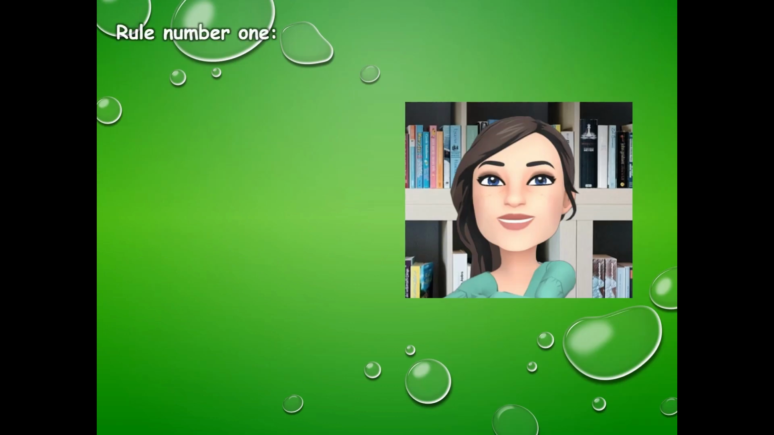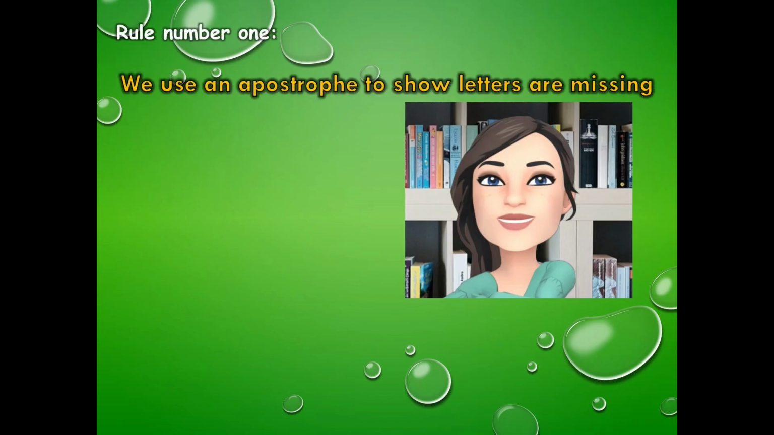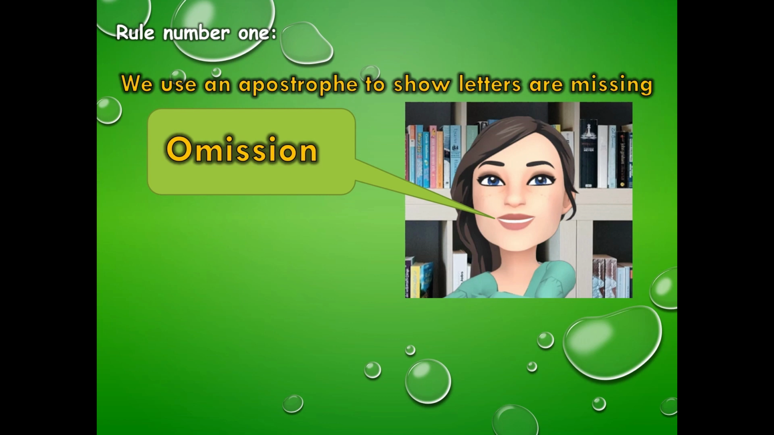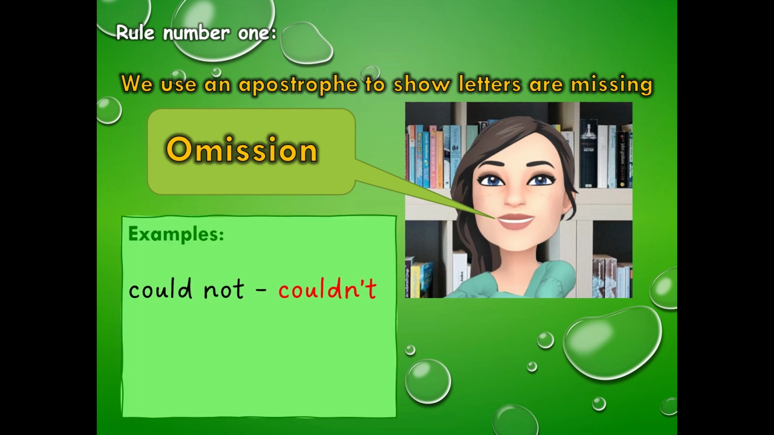Let's look at rule number 1. We use an apostrophe to show that letters are missing, and this is called omission. So some examples of omission. Could not. We take these two words, we stick them together, and we use an apostrophe to show that we've taken the O out of not, and it becomes couldn't.